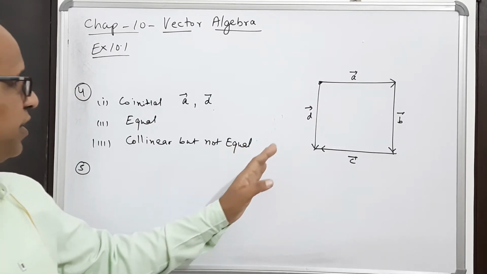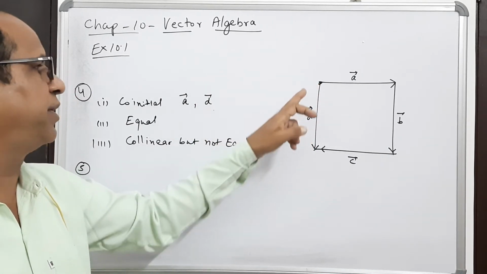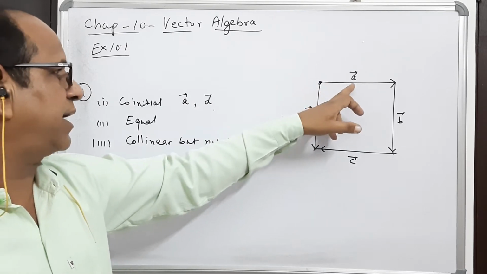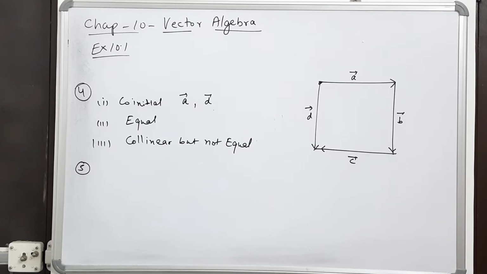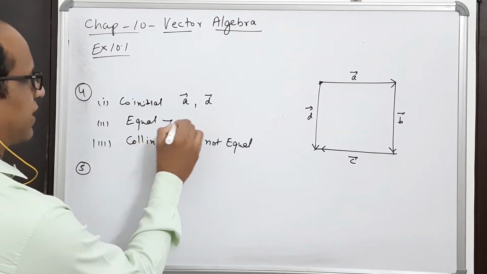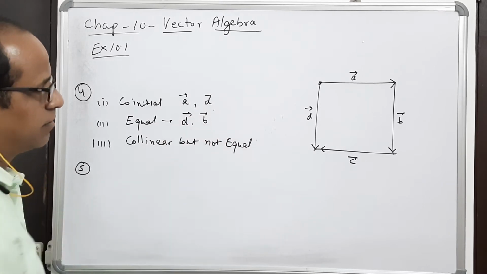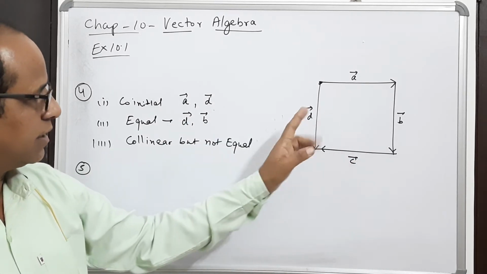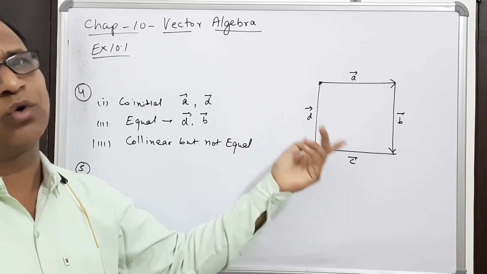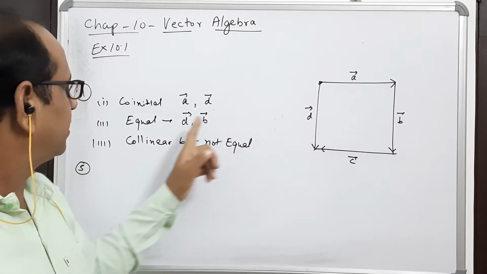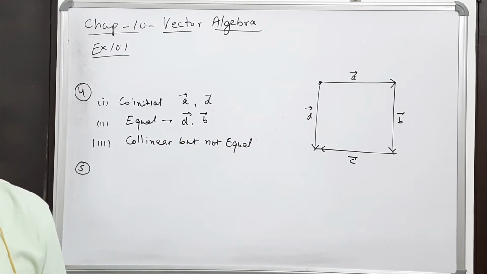What is the meaning of co-initial vector? Two vectors whose initial point is the common point. So vector A and vector D, they are co-initial. Equal vector. Now see, look at these two vectors nicely. Vector D and vector B. They are equal in the magnitude, their direction is same, and they are collinear also. So we can say that B and D, these two are equal vector.